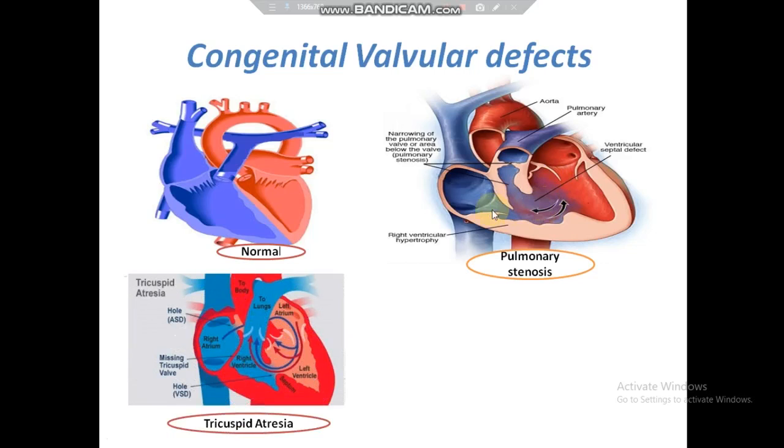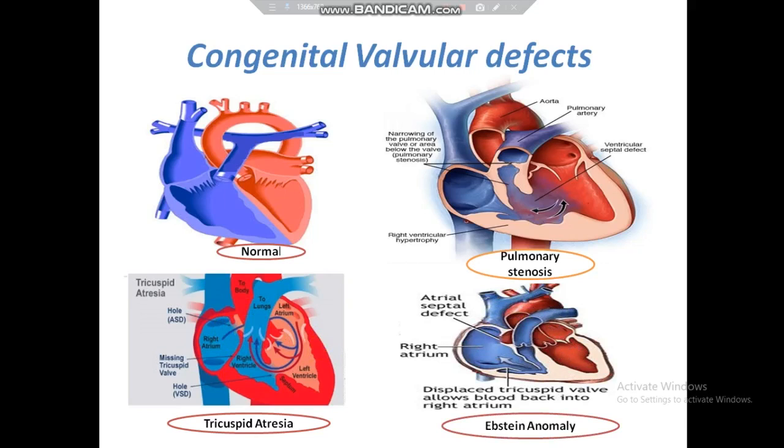Another valvular defect is tricuspid atresia. So we can see that the tricuspid valve opening is completely absent. Again, the blood has to go somewhere. At that time this blood can go here, it may be associated with the atrial septal defect, because the blood from the right atrium has to go somewhere. So instead of going to the right ventricle, it will go to the left atrium by means of the atrial septal defect.